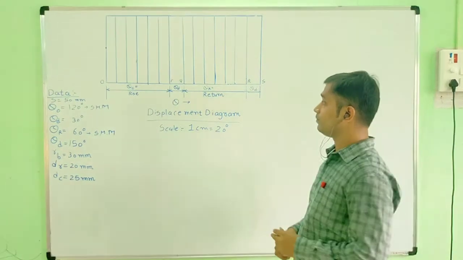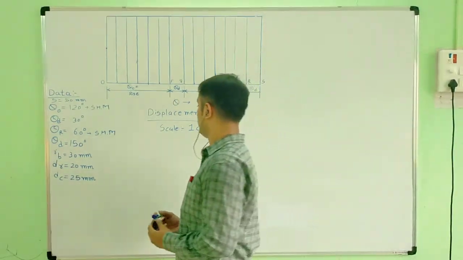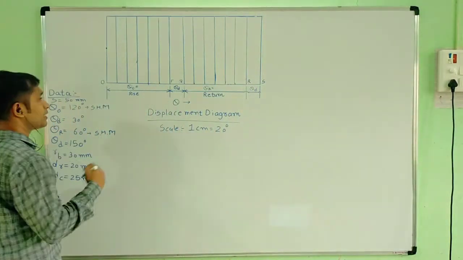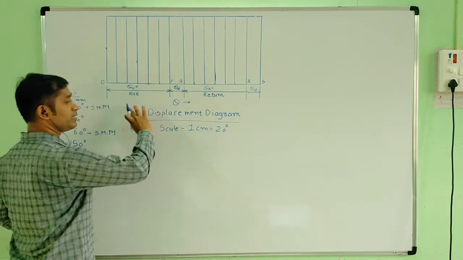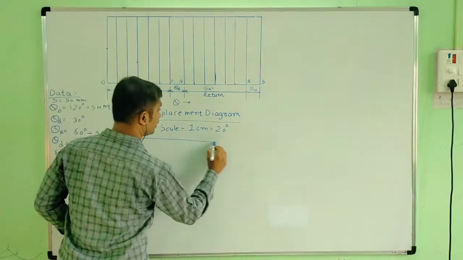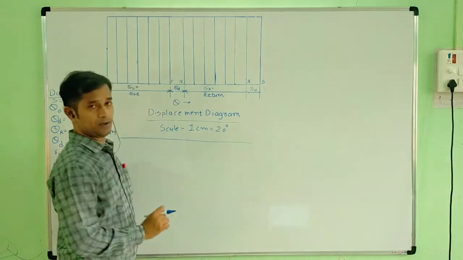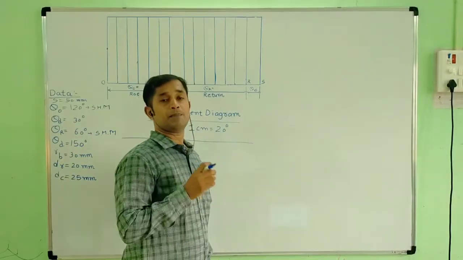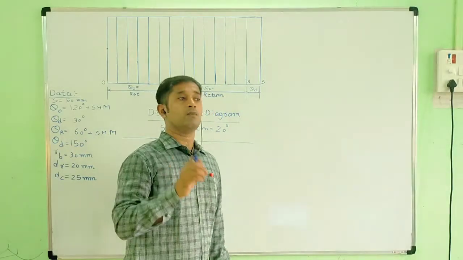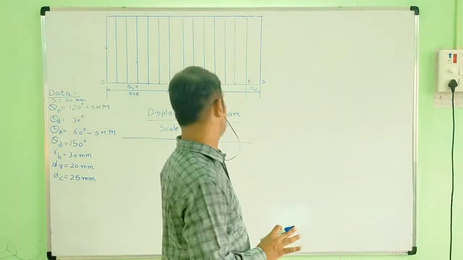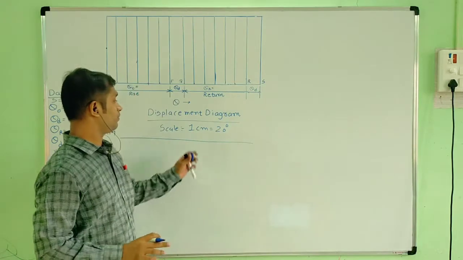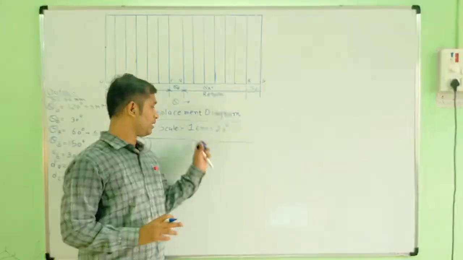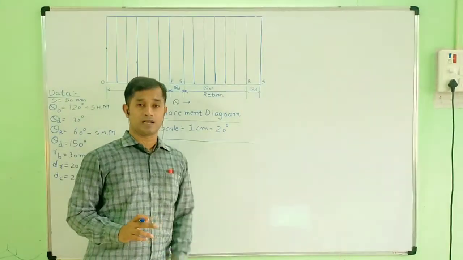First of all, as in the previous video lecture, the simple procedure is to draw the displacement diagram. First of all, we are taking a scale: 1 centimeter is equal to 20 degrees. You can take whatever scale suits you. I have taken 1 centimeter equal to 20 degrees here, and I always use this.